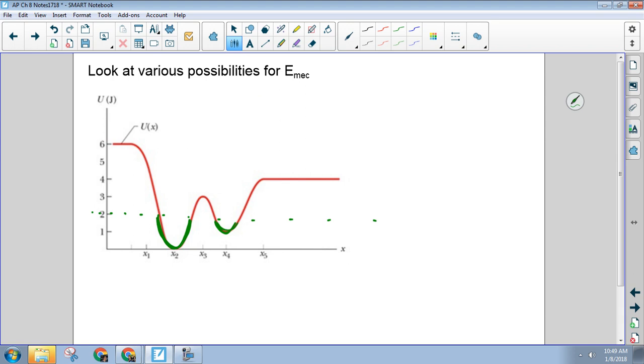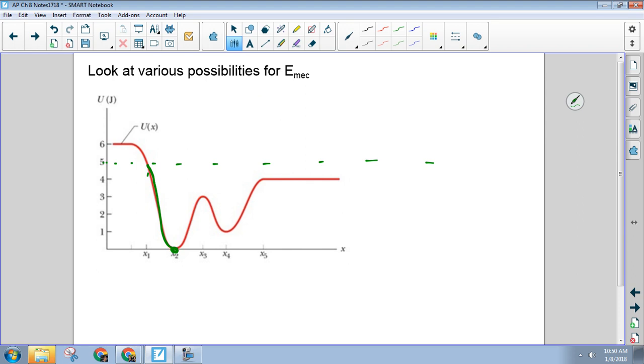What if your mechanical energy was 5 joules? What would happen? Depending on which way it's going, suppose the thing has an initial position of x2, so it starts right here. If it's moving to the left, it's going to move to the left, go up to here until it hits this point, go back down, and just keep going that way. Cool?